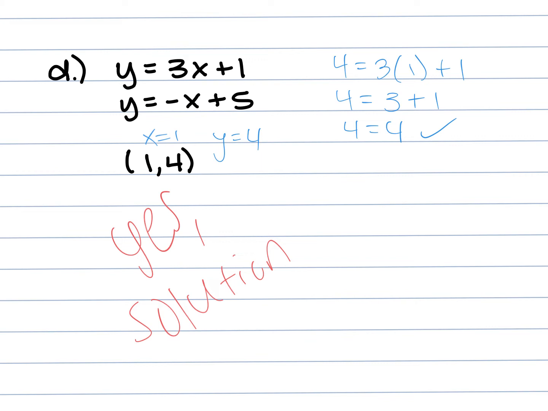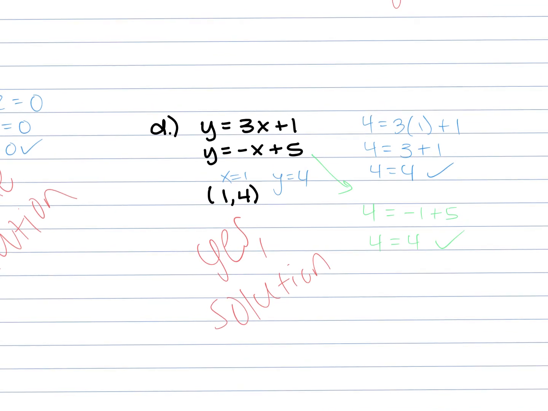Good. The second equation I put in for y is 4. So 4 equals negative 1 plus 5. And that equals 4. So 4 equals 4. Very good. So if it works for both, what can we say? That's a solution. Yes, it's a solution. How'd we do?